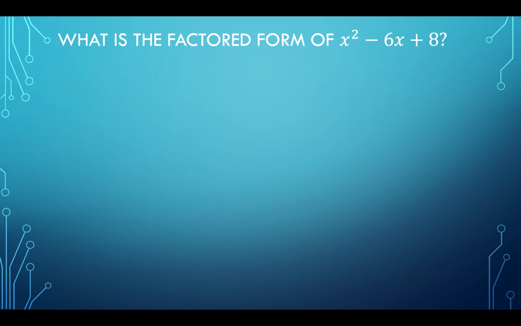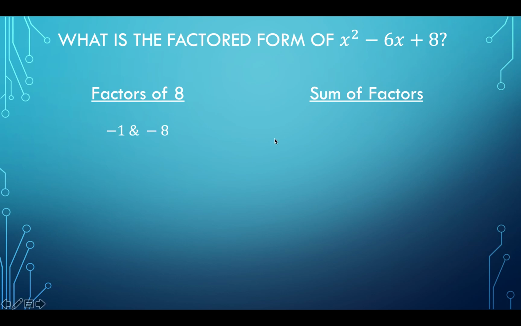Let's practice. What's the factored form of x squared minus 6x plus 8? So we got to have two negative numbers that add up to negative 6. So let's write the factors down of 8 and the sum of the factors. So we could do negative 1 times negative 8. That gives me positive 8. What's negative 1 plus negative 8? Negative 9. What else? We can do negative 2 times negative 4. Negative 2 plus negative 4 gives me negative 6.